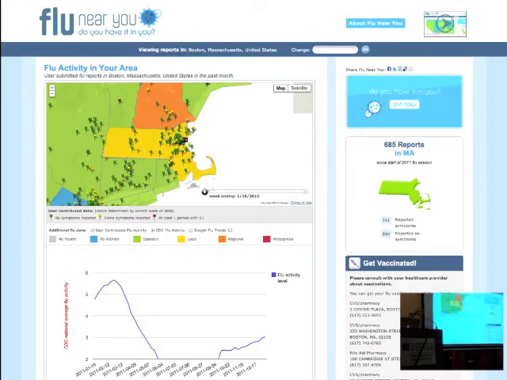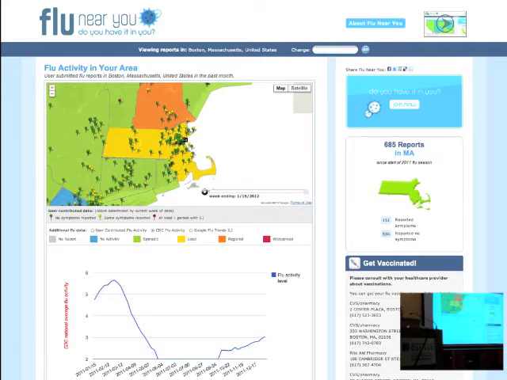You'd see a map, and I'm from Massachusetts, so you'd see Massachusetts and all of the reports, all of the surveys precisely placed to the zip code of where people have been reporting. All the green dots are places where people are not sick. All the yellow dots are where people have some symptoms, and the red dots are where people have symptoms that look a lot like flu.